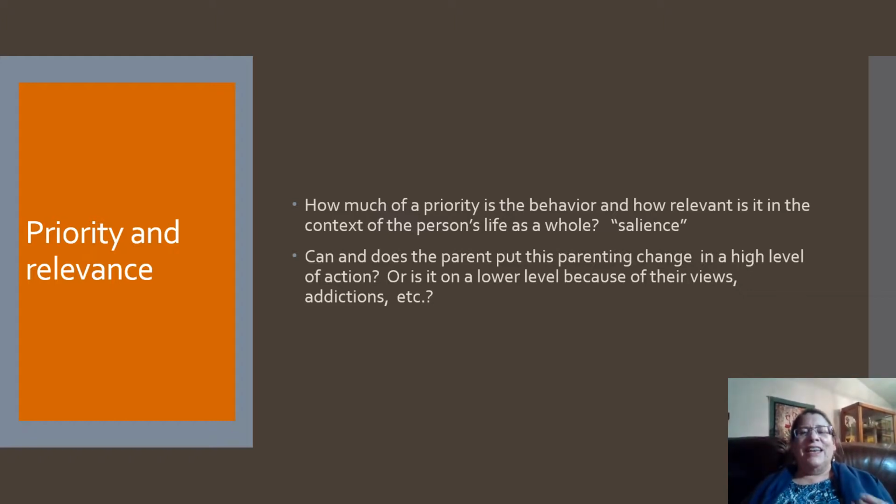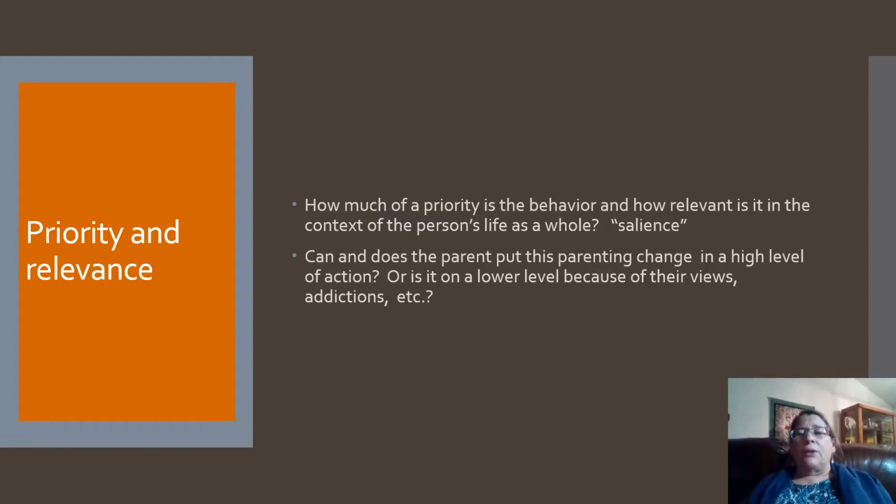So for instance, think about your own PMP, the priority and the relevance that you put on the change that I asked you to put in. How much of a priority is this behavior change? How relevant is it in your overall life, or the salience of the things that you are wanting this person to do? And does the parent put this parenting change at a high level of action, or is it at a lower level because other priorities such as their own addictions or their personal beliefs and views get in the way?